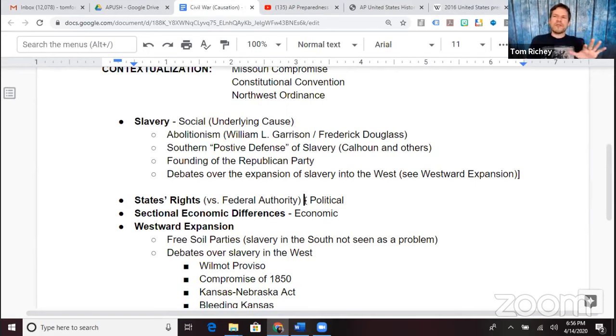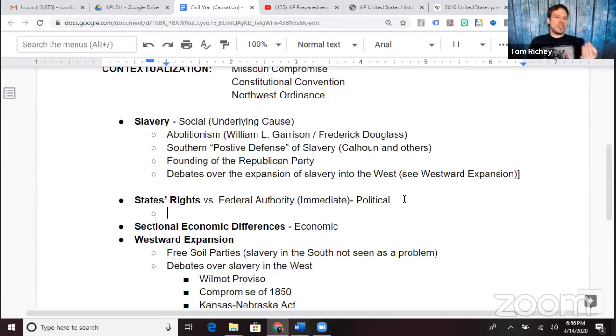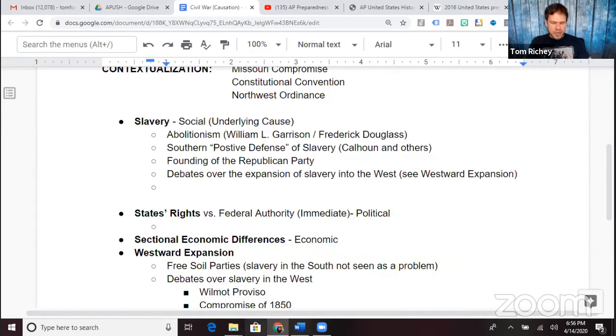Now, when we think about states' rights versus federal authority, this is something that is more of an immediate cause. So when we think about this as an immediate cause, what we're looking at is the big question of why the Civil War started, why people actually started shooting each other. Another thing we want to note on the slavery argument, one of the most cited things would be Deep South secession declarations, which most explicitly mention slavery as a cause for secession.